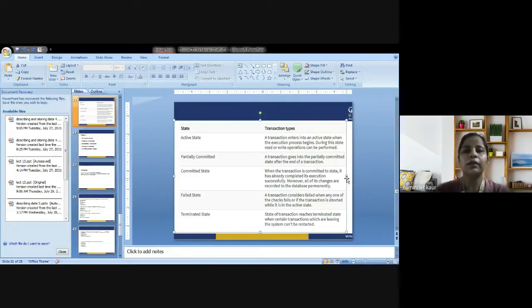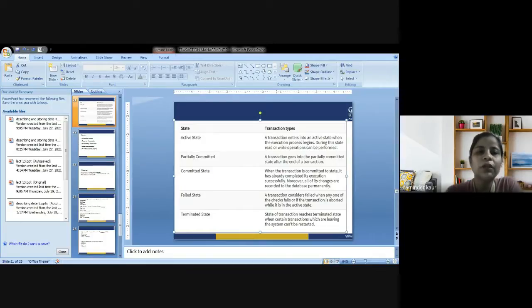Next is the failed state, like when any of the checks fail or any of the operations or any of the steps of the transaction cannot proceed further. So it will lead into the failed state. A transaction is considered failed when any of the checks fail or if the transaction is aborted. Aborted means to say it is stopped while it is in the active state. Next is the terminated state. It is the state of the transaction when certain transactions leave the system and can't be restarted, or it is also called the aborted state because the processes will be rolled back.